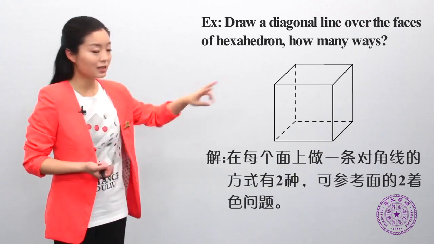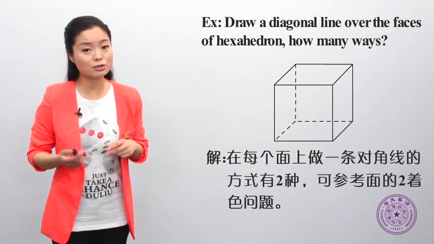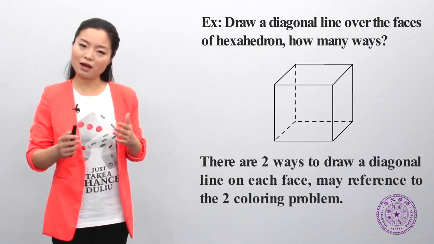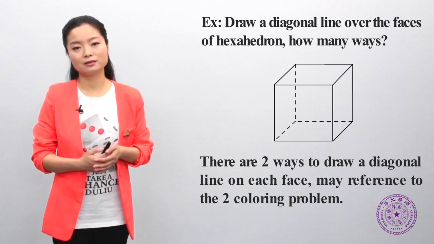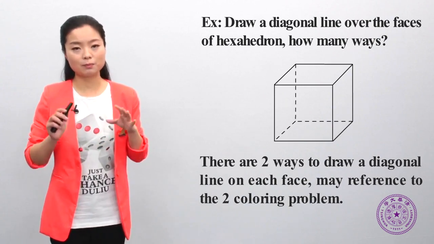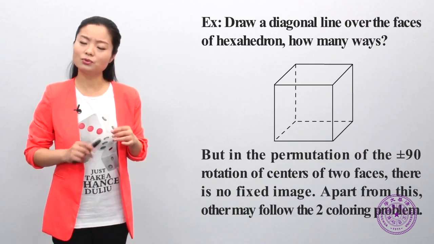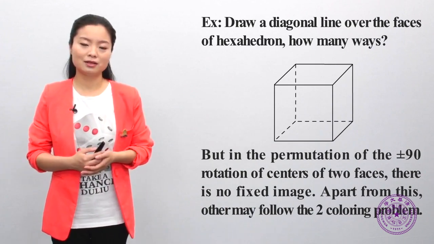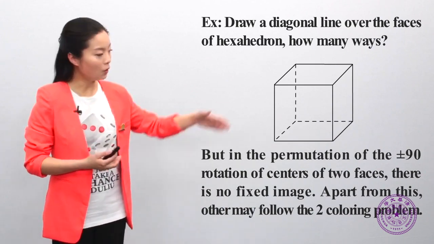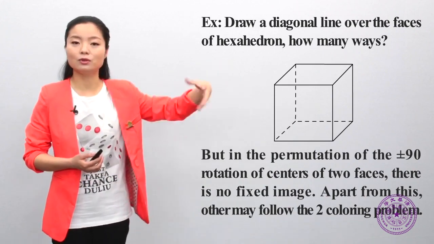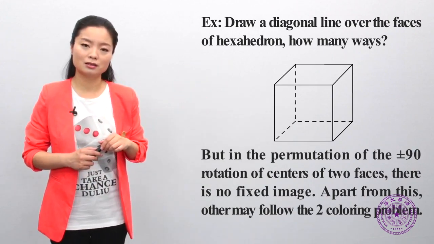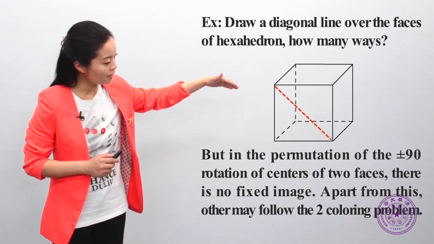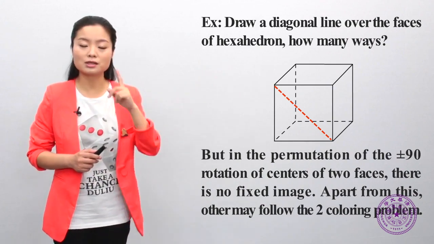We can refer to the two-coloring problems. Again, think of diagonal lines and the two colorings. Do they contain certain differences? What we need to look at is the fixed image. A fixed image simply means that after the rotation, it is still what it was. If it was just about coloring, after coloring this face red, after rotation it is still red. But for a diagonal line, if we draw a diagonal line this way, then rotate 90 degrees, the direction of the diagonal line may be changed. It should not be what we call a fixed point.